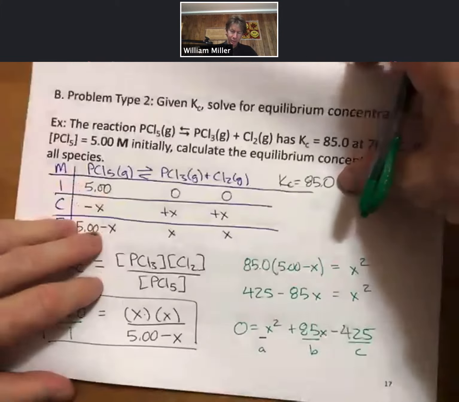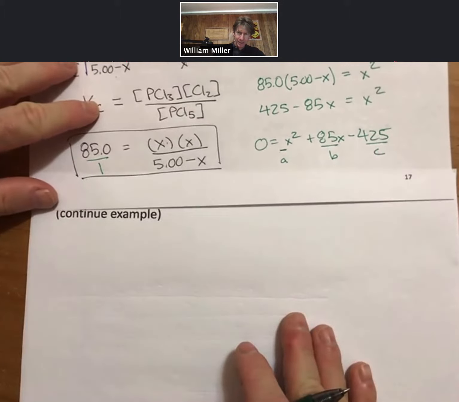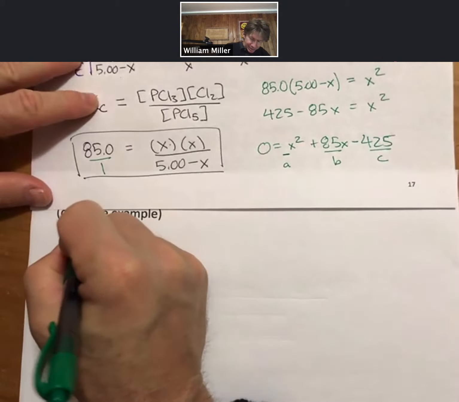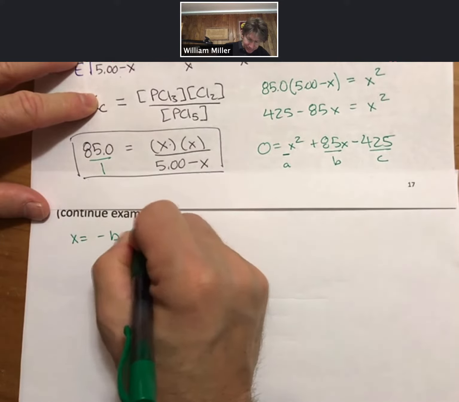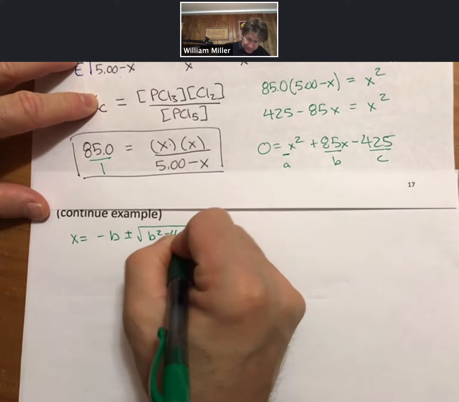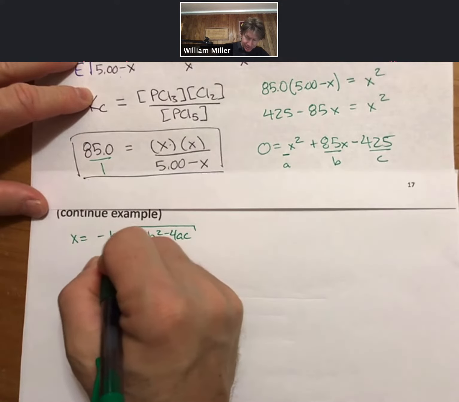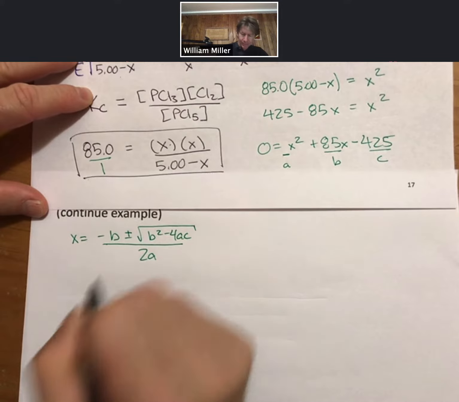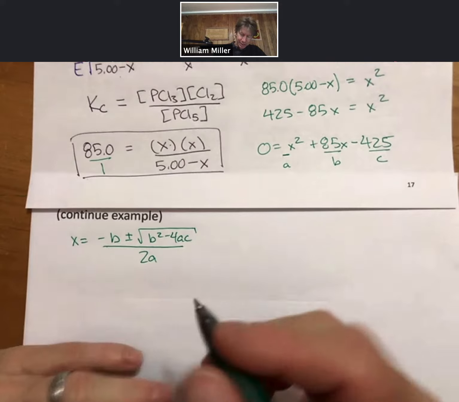And the quadratic formula, believe it or not, we are going to use it and solve. So x equals minus b plus or minus the square root of b squared minus 4ac, under the root symbol there, over 2a. And let's go ahead and solve this.